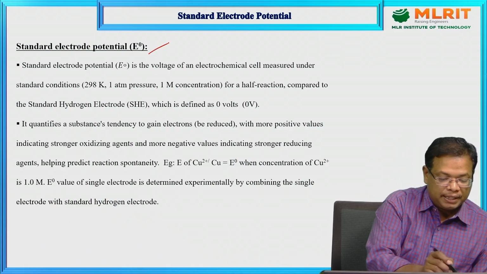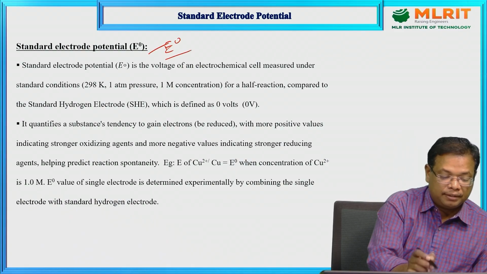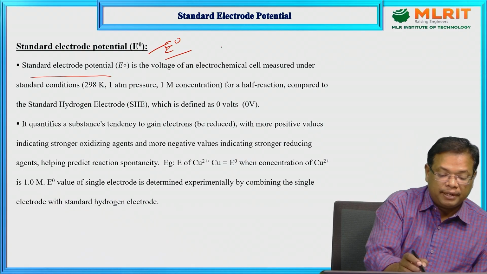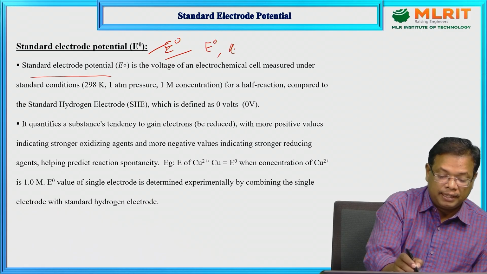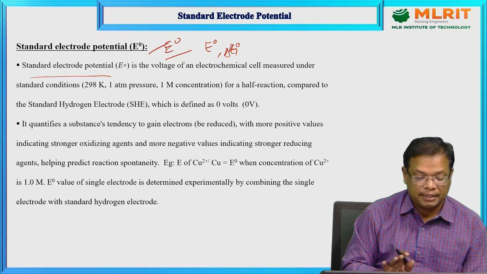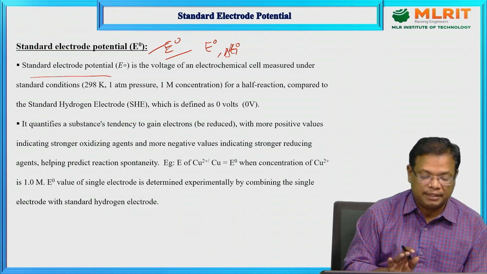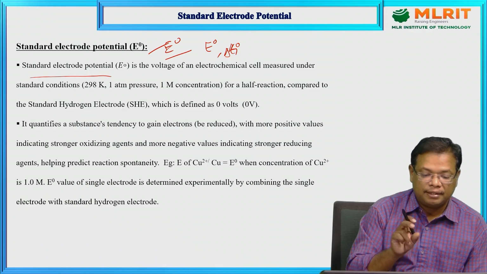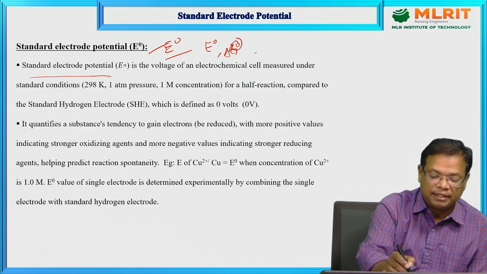Standard electrode potential E0. When electrochemistry represents E0 or delta G naught, it's a standard procedure. The zero represents standard conditions.